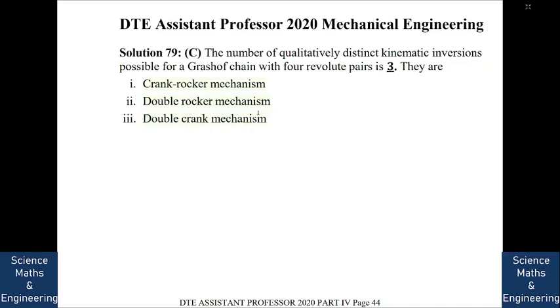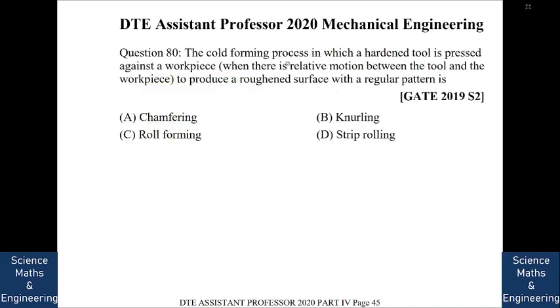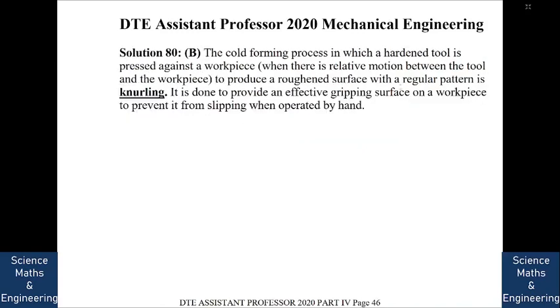So next question. The cold forming process in which a hardened tool is pressed against a workpiece, that is when there is a relative motion between the tool and the workpiece, to produce a roughened surface with a regular pattern is... So the answer is C.